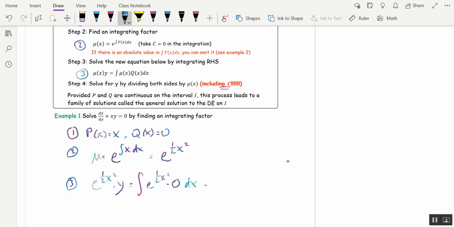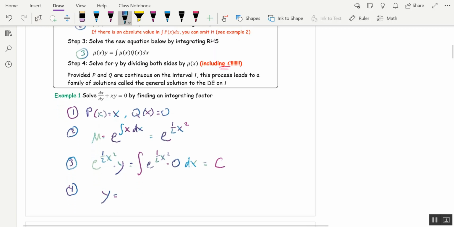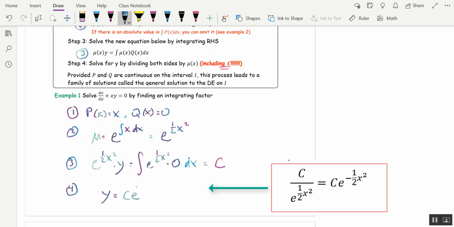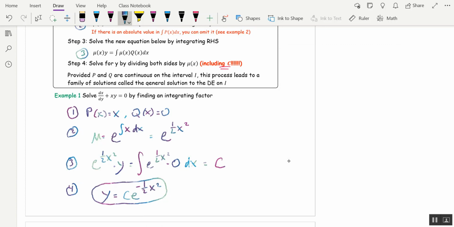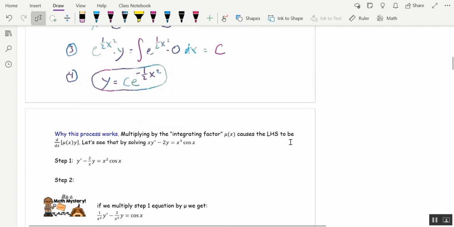Now the integral of 0 is a constant, all right? And then step 4, divide both sides by e to the 1/2 x squared to solve for y. Now c over e to the 1/2 x squared, that's the same thing as multiplying both sides by e to the negative 1/2 x squared, and that looks a little bit better, so that's what I'm going to do. Same answer as we got before, except the a before is now called c, but since it's a constant, it doesn't matter what you call it. All right, let me explain this jump from step 2 to 3 with the next example.